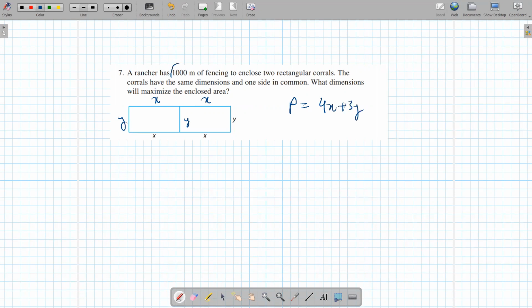And we know the fencing, the perimeter: we have 1,000 meters of fence to work with. So we're going to say that this perimeter equals 1,000. Now we can either solve for y or x here, it doesn't matter, but you need to write one variable in terms of the other. I'm going to solve for x. So 4x will be 1,000 minus 3y. Then you want to divide both sides by 4 to get x. It's going to end up looking something like this. What's the area of this diagram in terms of x and y?